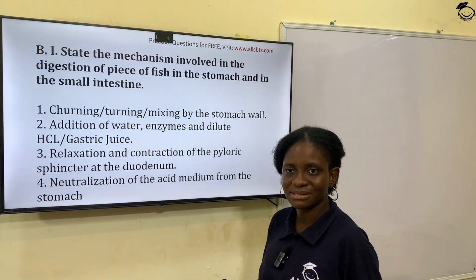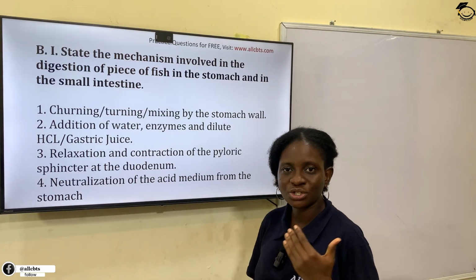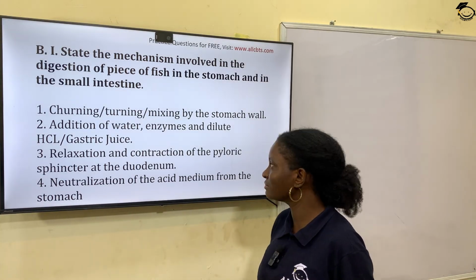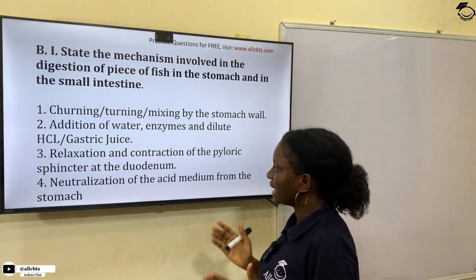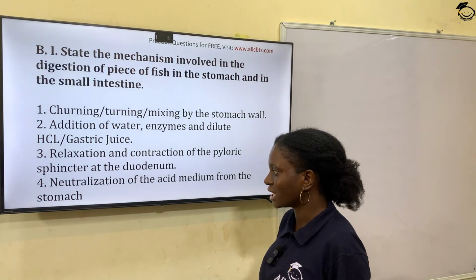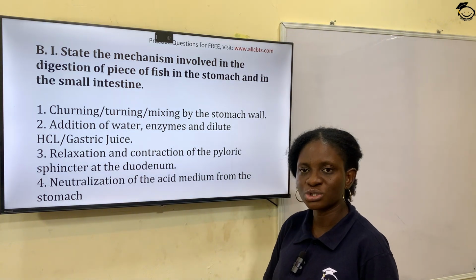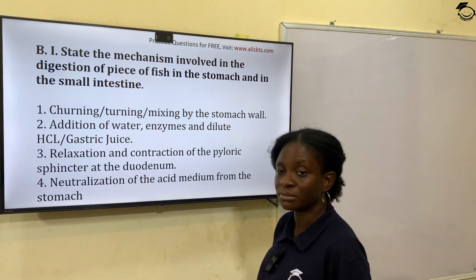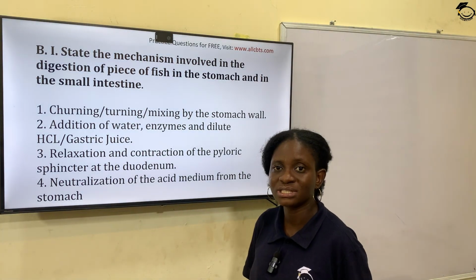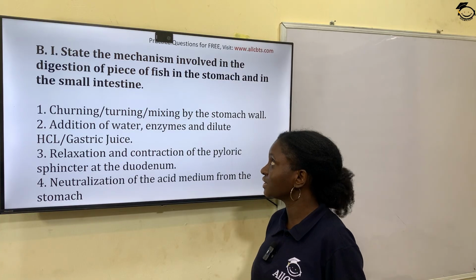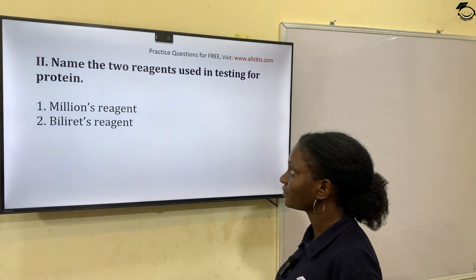So the first step, there's mixing. Second step, addition of water, enzymes to digest the food, and also acid. Then relaxation and contraction. And the final step is to neutralize the acid medium from the stomach. So that's the mechanism involved in the digestion of fish in the stomach.